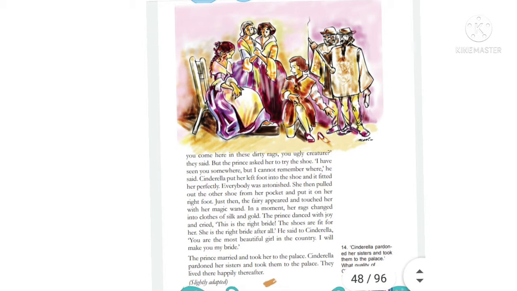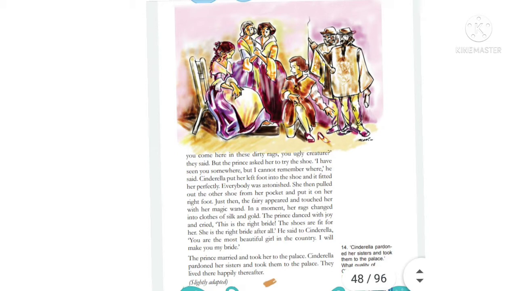Then Cinderella came forward and said, "Let me try it." Her sisters laughed at her. "Clear out of here. How dare you come here in these dirty rags, you ugly creature?" they said. But the prince asked her to try the shoe. "I have seen you somewhere, but I cannot remember where," he said. Cinderella put her left foot into the shoe, and it fitted her perfectly. Everybody was astonished. She then pulled out the other shoe from her pocket and put it on her right foot.